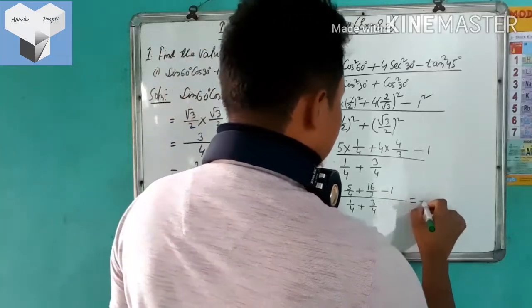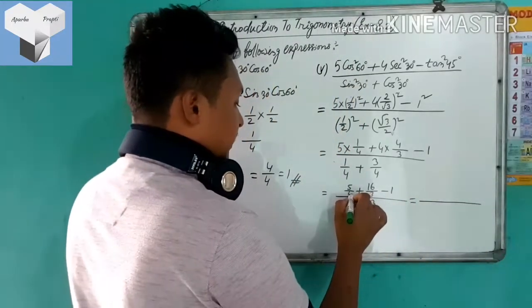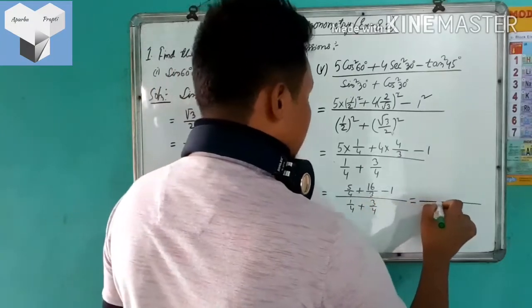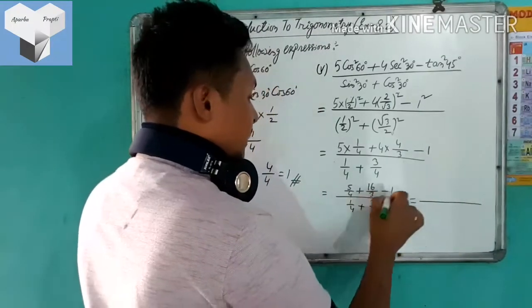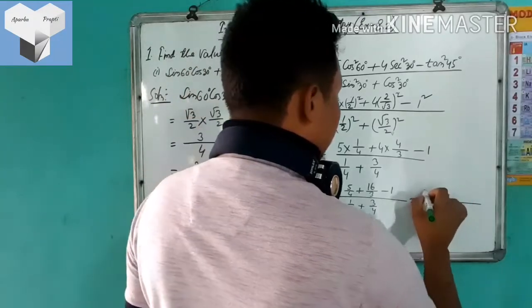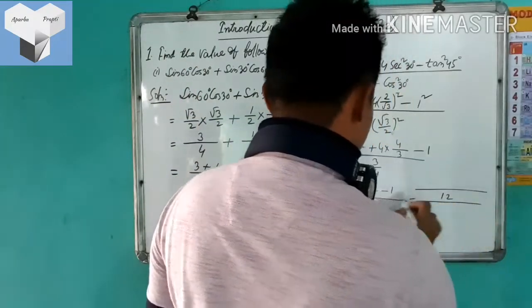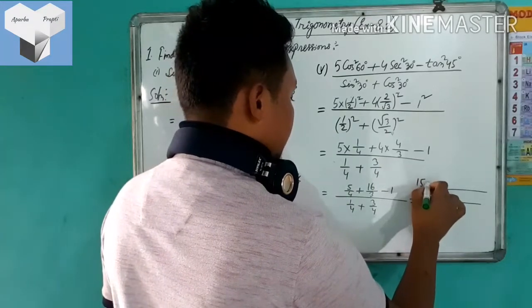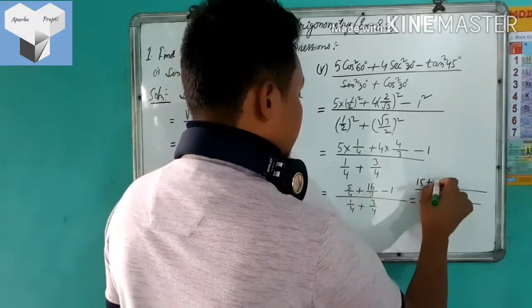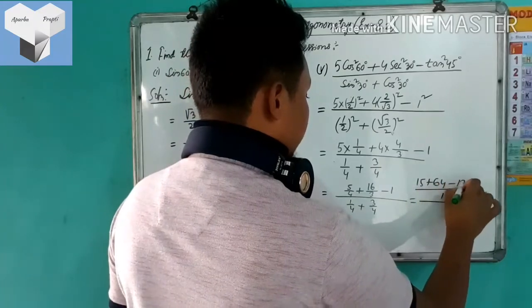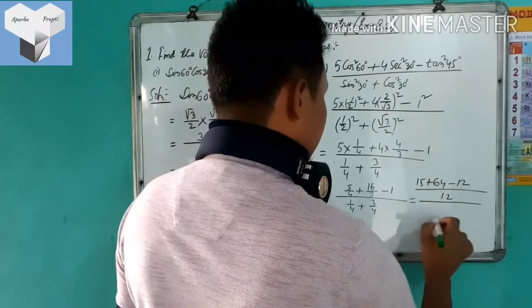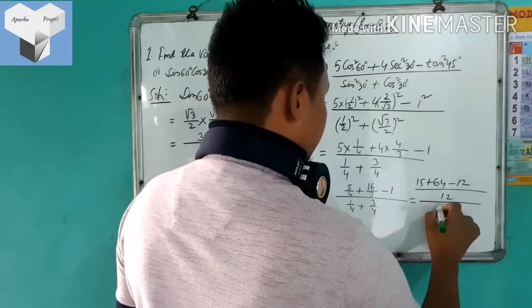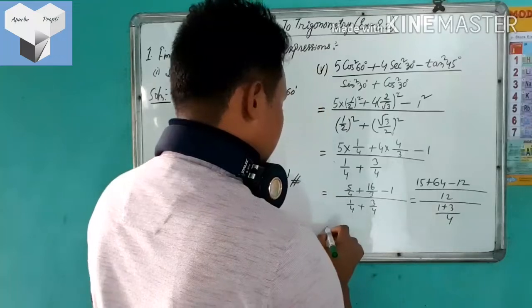Here I shall take the LCM of these 4, 3 and 1 that exist as denominators. So the LCM of 4, 3 and 1 is 12. You can find it out yourself. And dividing this 12 by 4, it will go 3 times. So 3 into 5 is 15. In the same way, it will be 4 into 16 is 64, minus 12, and divided by this LCM 4, and it will be 1 plus 3.